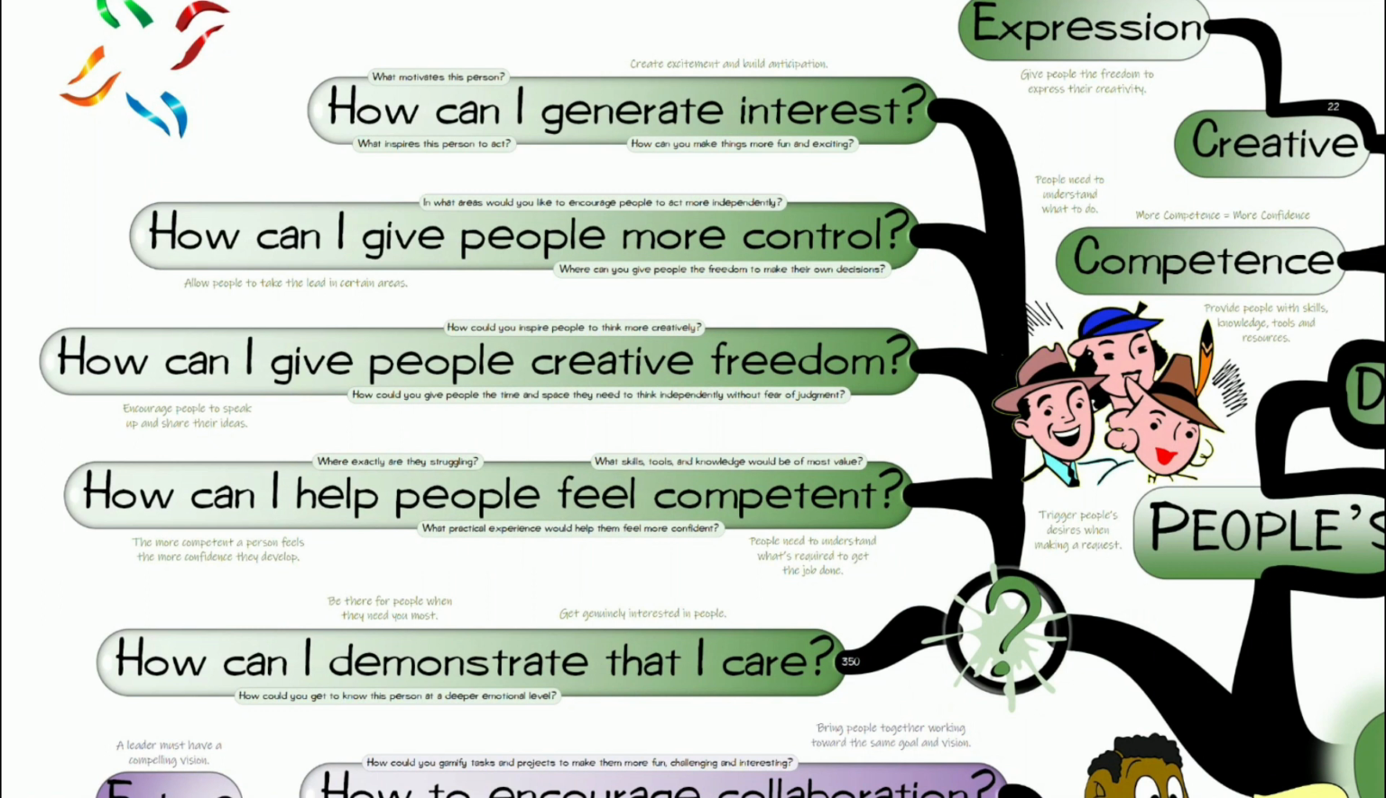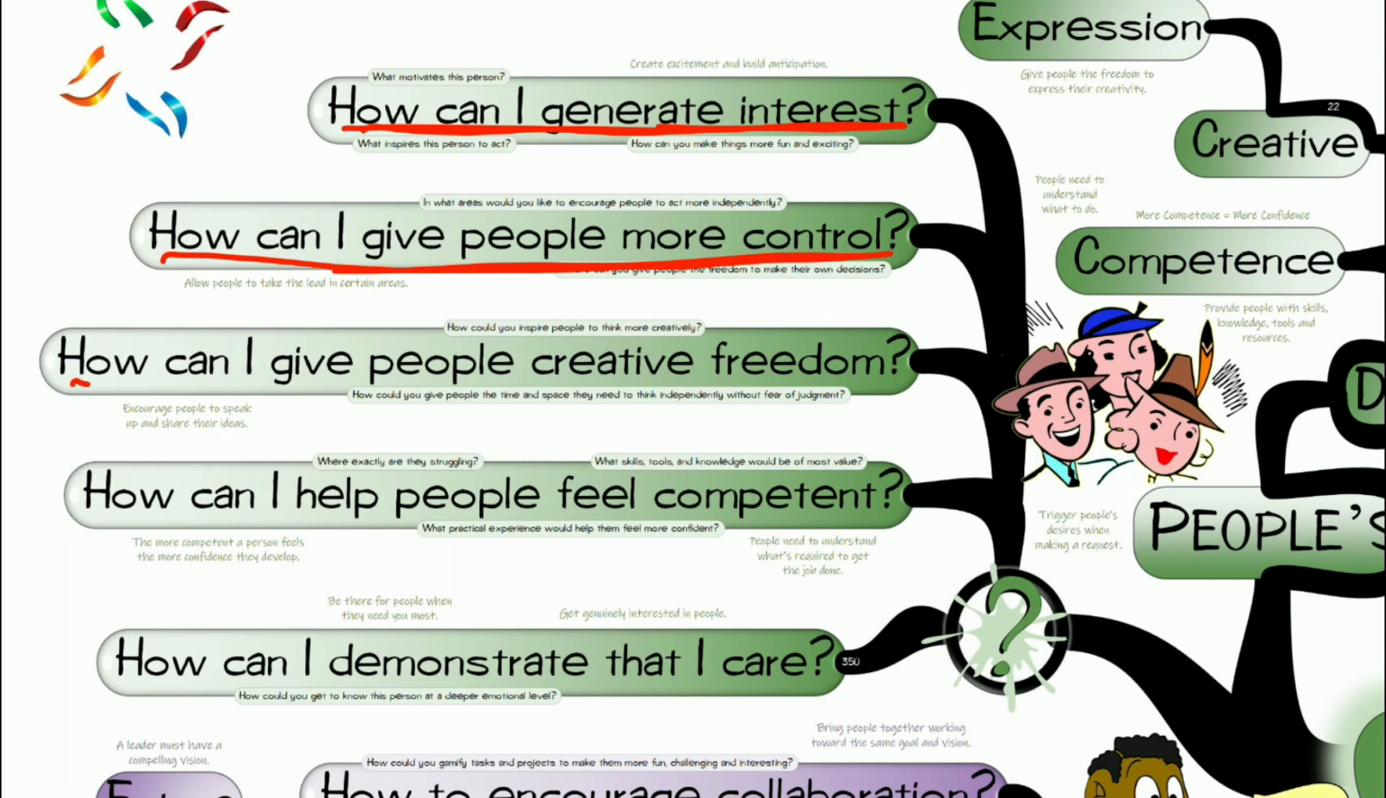So the first question is, how can you generate interest? This comes down to the desire for change. People need change, need variety. So you need to be able to generate interest to help people become interested in what you're asking them to do. Secondly, how can I give people more control? This is where people desire to have control, so you need to allow them to make decisions on their own in certain aspects of what they're doing.